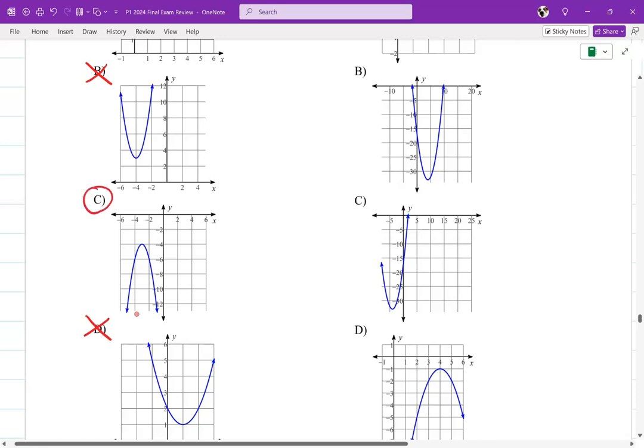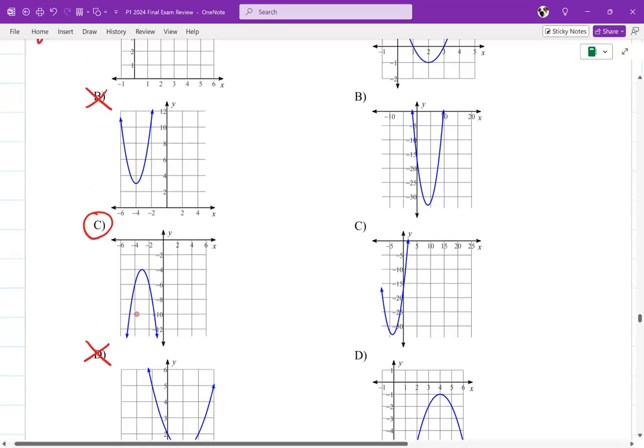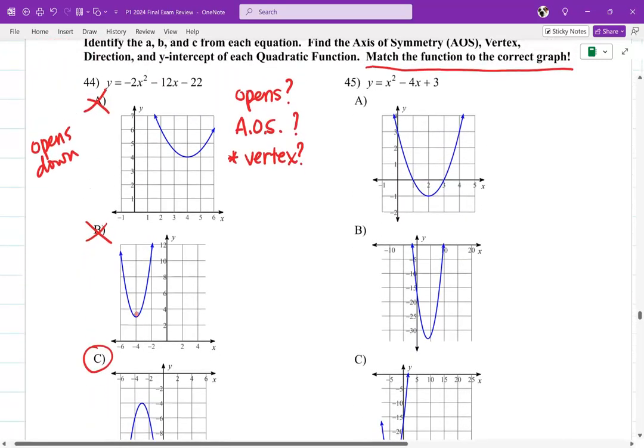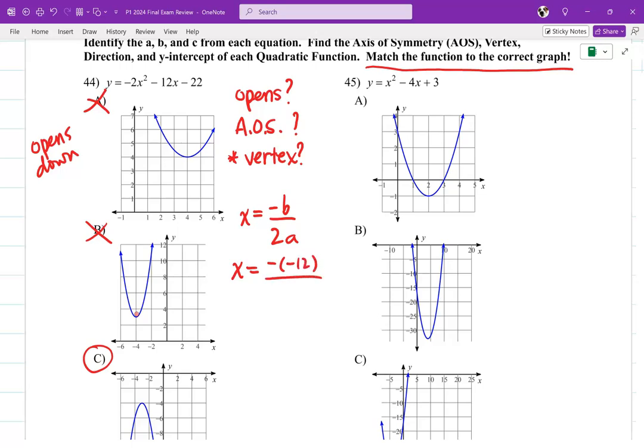Now let's just take it one more step, just in case, so we can see how you're supposed to do it in case there were two things. The next thing you're supposed to do is say, what is the axis of symmetry? What's the vertical line that cuts it in half? So I'm going to write x equals negative b over 2a. X is negative of a negative 12 over 2 times a, which is a negative 2. So it's 12 over negative 4, which is negative 3.